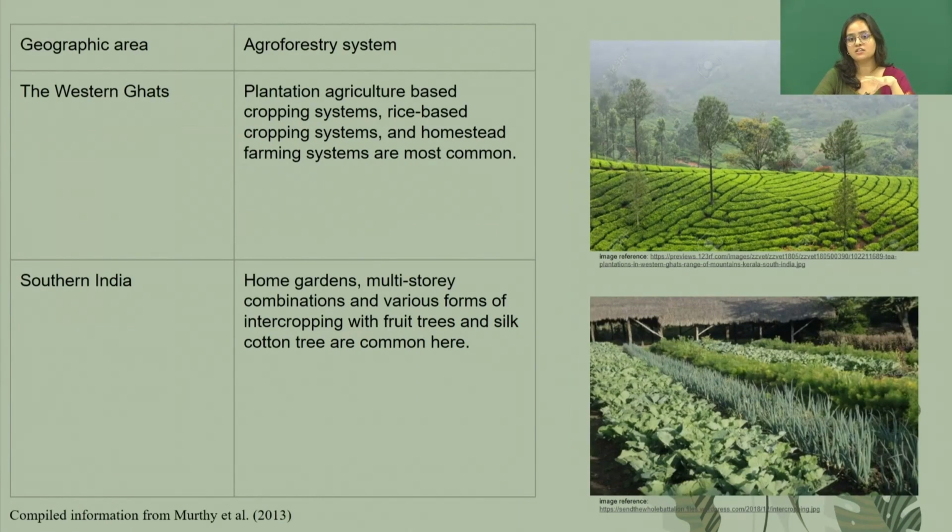In the Western Ghats of our country, plantation-based and rice-based agriculture is prominently practiced along with the homestead farming system. And in southern parts of our country, home gardens, multi-story combination farming systems, and intercropping systems are also practiced.